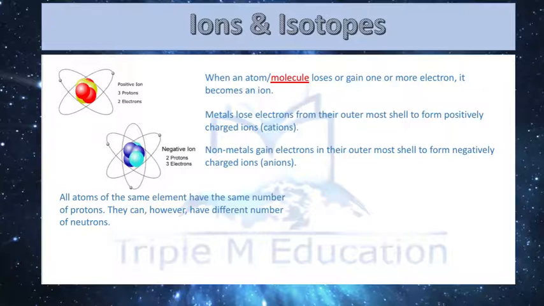You can have hydrogen with just 1 neutron, you can have hydrogen with 2 neutrons, or you can have hydrogen with no neutrons. They're all hydrogen, but they have different numbers of neutrons and therefore different relative atomic masses. They are called isotopes. Isotopes are atoms of the same element with different numbers of neutrons.